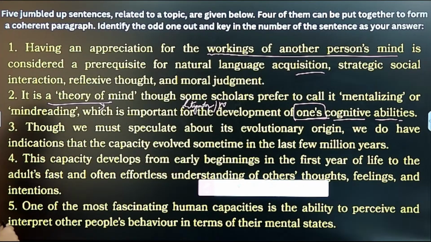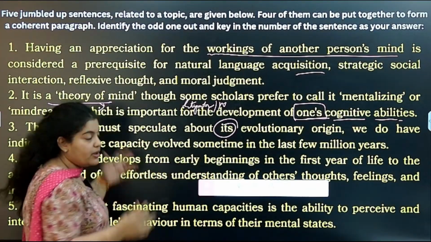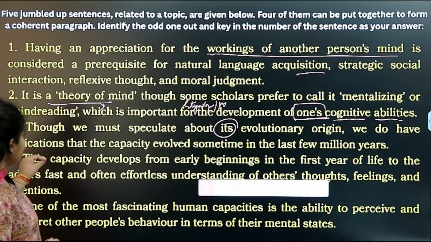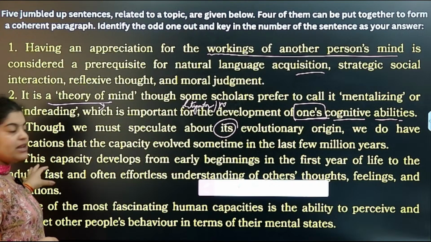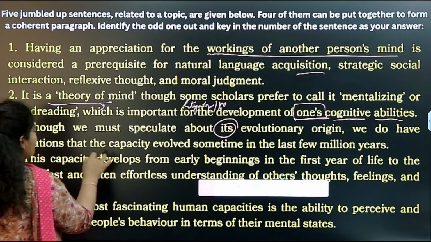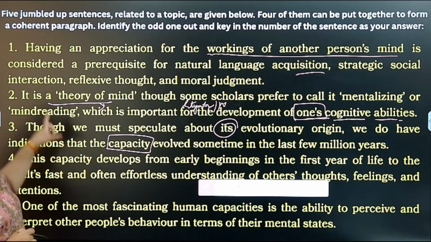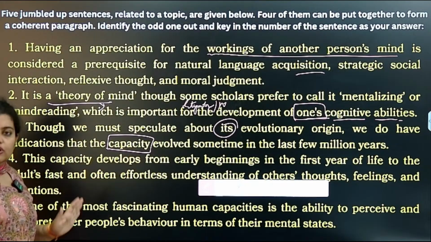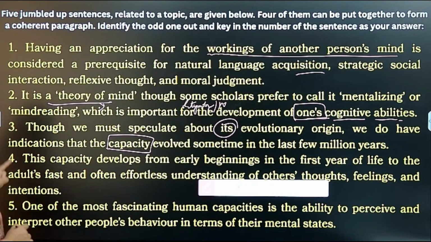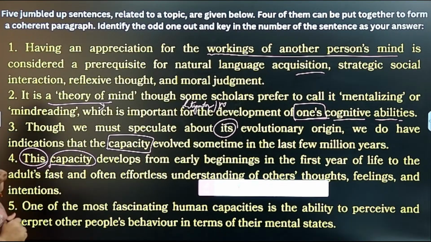Now, though we must speculate about its evolutionary origin, we don't know, it can be the theory of mind, whatever, we do have indications that the capacity evolved sometime in the last few million years. Now this is talking about the capacity evolving. Is the capacity equal to this theory of mind? As of now, we have read three sentences, and we are still not clear which sentence is the odd one out. We got the capacity here, and in the previous sentence also.